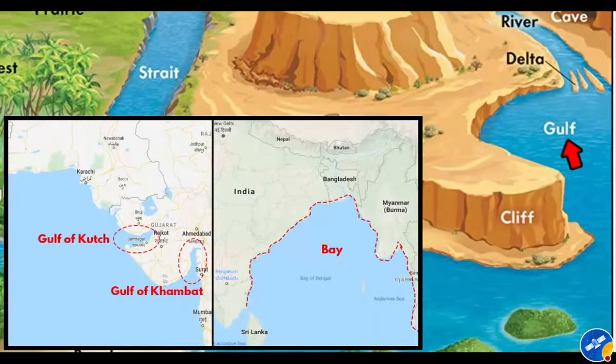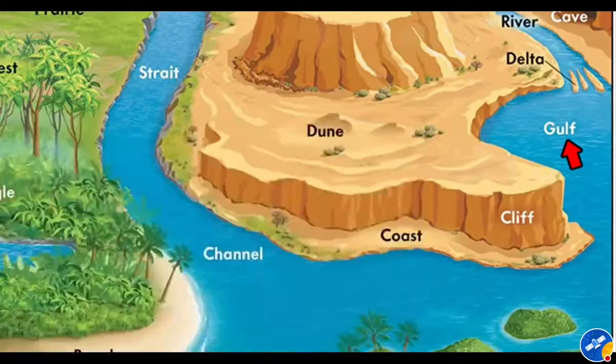Another important point to remember is that both a gulf and a bay are the same things. The only difference is in the size. A gulf is much larger than a bay, and their way of formation is also different. I'll tell you how a bay is formed when we reach that topic.